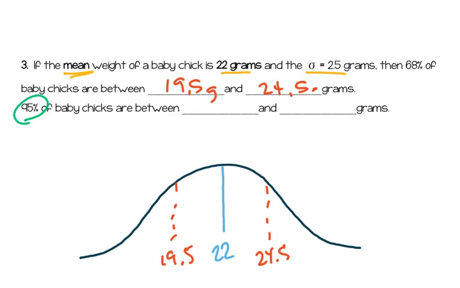95% of the baby chicks are going to be within two standard deviations, so I'm going to add another standard deviation. I'm going to add another 2.5, which gets me to 27 on the right, and then subtract 2.5, which gets me to 17 on the left. So 95% of the baby chicks are between 17 grams and 27 grams.